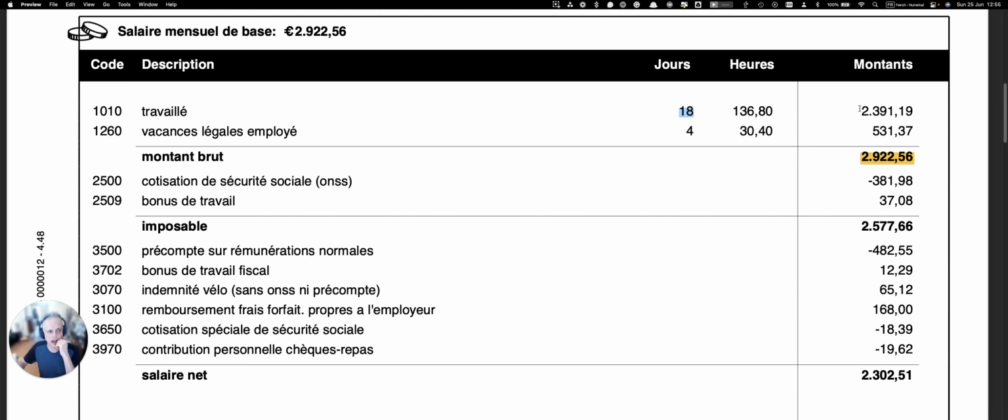And in the amount column, you actually have the amount reflected. Okay, so out of the 2,922.56 monthly gross salary, how much of this is actually covering days that I've actually worked, and how much of this is actually covering days that I'm paid to be on days off. Yeah, it's paid days off.